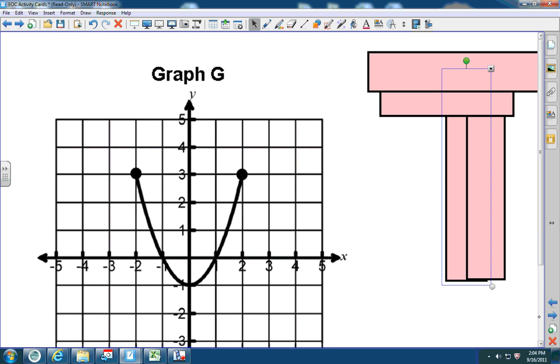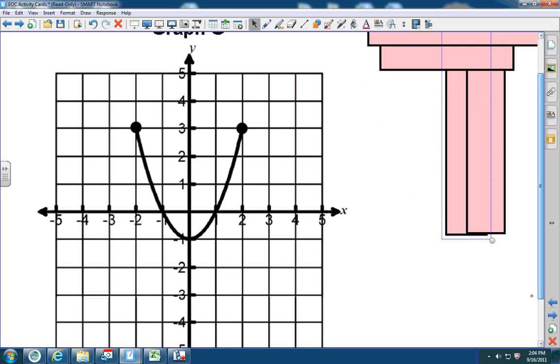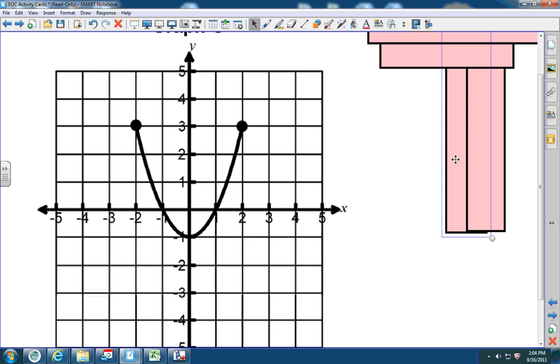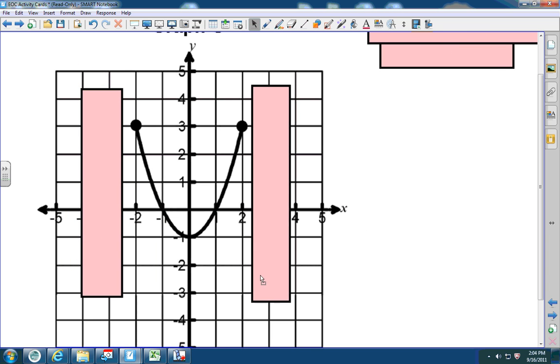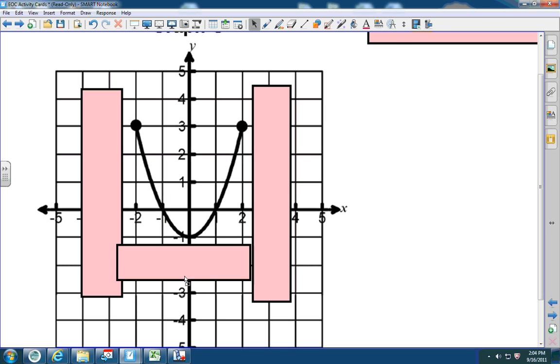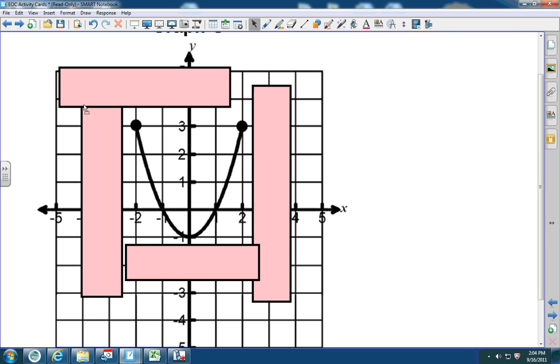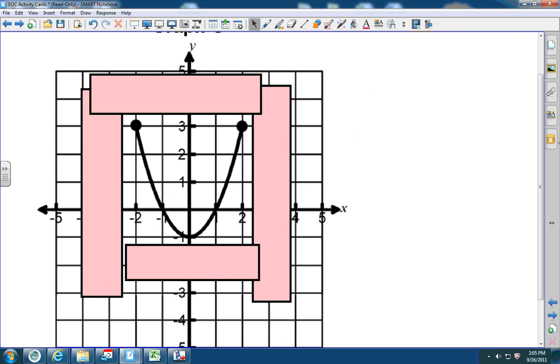The next one, pause the video, come back and see how you do. Box in my graph. Now I'm going to write in there my domain. My domain is x, and if I look here from left to right, the farthest to the left it is -2. So let me put that there. Farthest to the right is +2.